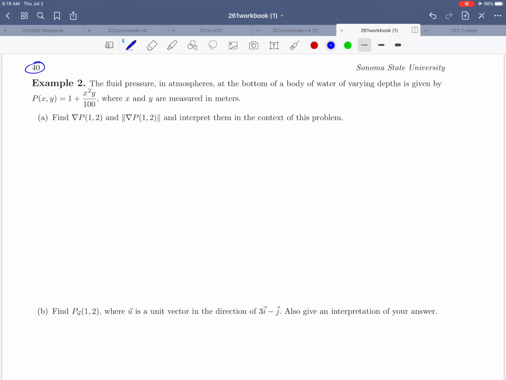So they're telling us that the fluid pressure in atmospheres at the bottom of a body of water of varying depths is given by the formula P of xy equals 1 plus x squared y over 100, where x and y are measured in meters.